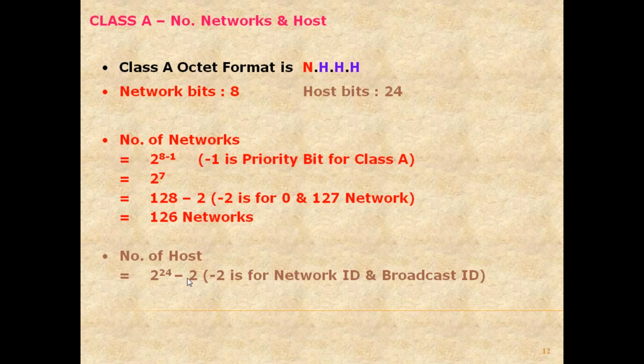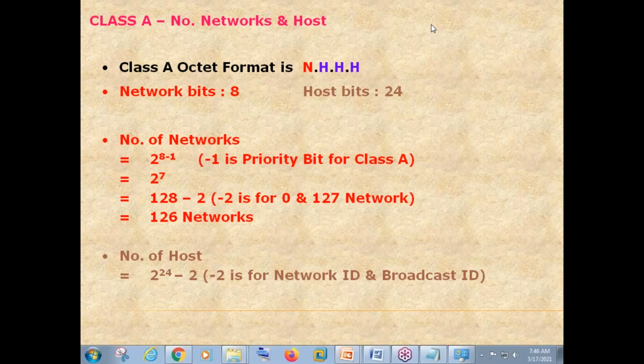There is again a minus 2 here. What is this minus 2? We will see later. It's a big concept, network ID and broadcast ID, that we have to understand actually. Without understanding network ID, it's not possible to configure a router. So we will see what a network ID is maybe tomorrow. But right now there is a difference.